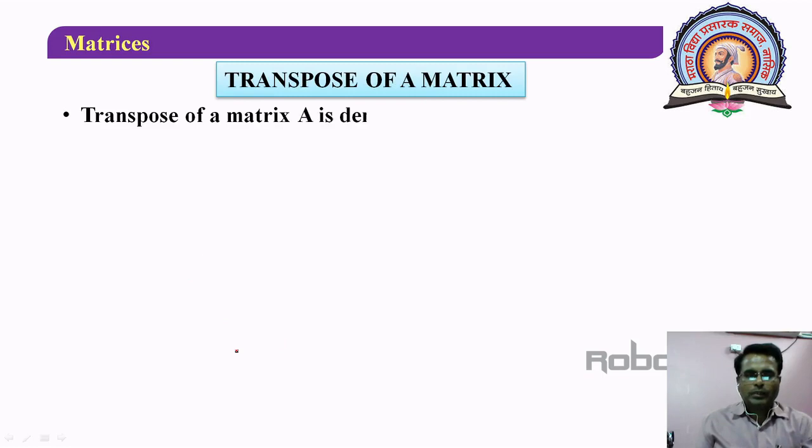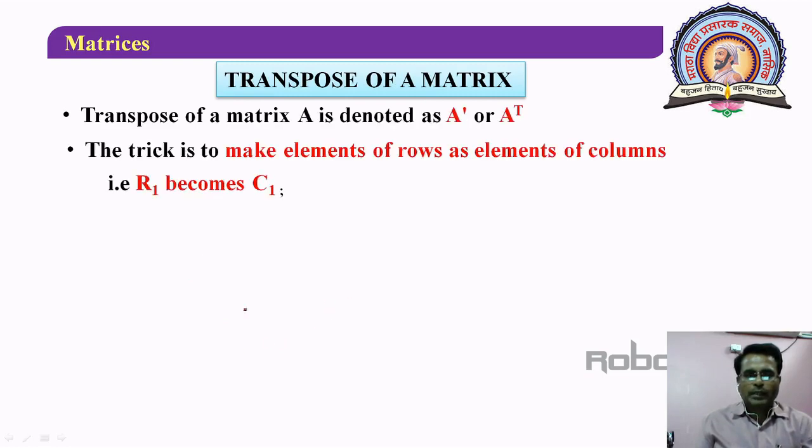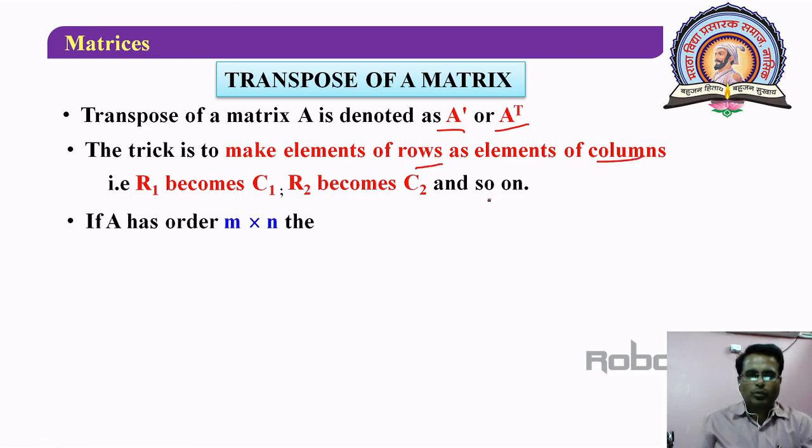The next concept is the transpose of a matrix. The transpose of a matrix A is denoted by A dash or A raised to T. And how is it taken? The trick is to make the elements of a row the elements of a column, that is R1 becomes C1, R2 becomes C2 and so on. Or you can consider its converse also, that is, make the elements of columns the elements of rows, that is also possible. So if A is a matrix of order m by n, then A transpose is a matrix of order n by m. Exactly reverse: the number of rows becomes the number of columns and the number of columns becomes the number of rows.